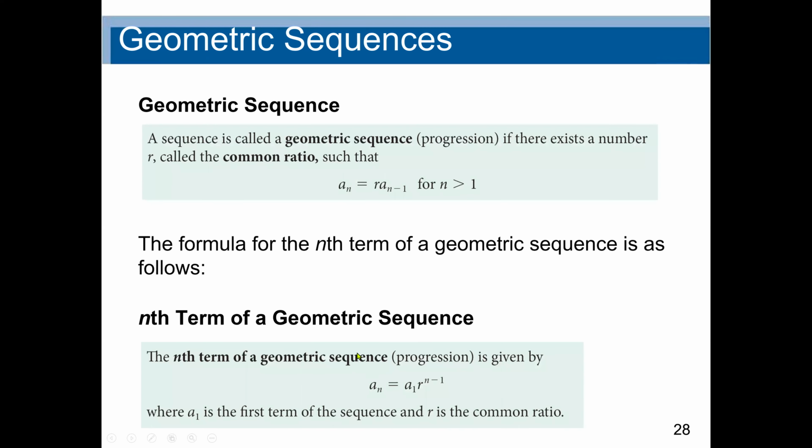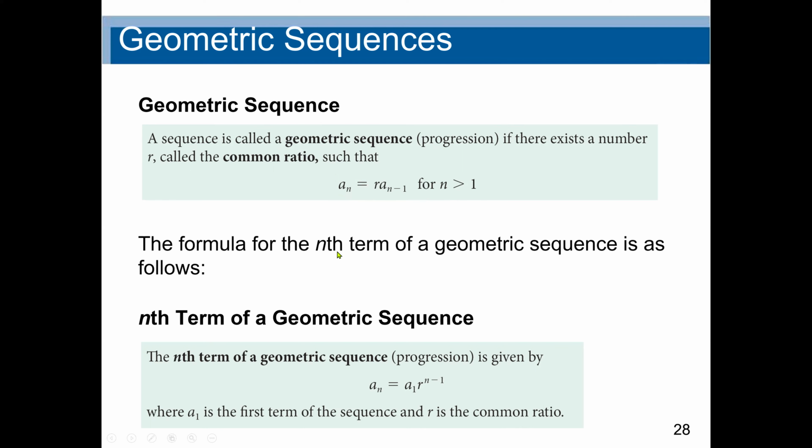So let's see an example, and before that, this is the definition. The sequence is called a geometric sequence or progression if there exists a number R, called a common ratio, such that R will multiply the previous value. So a sub n minus 1 is the previous value and a sub n is the present value. To find the present value, we multiply R by the previous value. Now to get the next value, I multiply R by the present value and that will give me the next value, which is the same as the previous example.